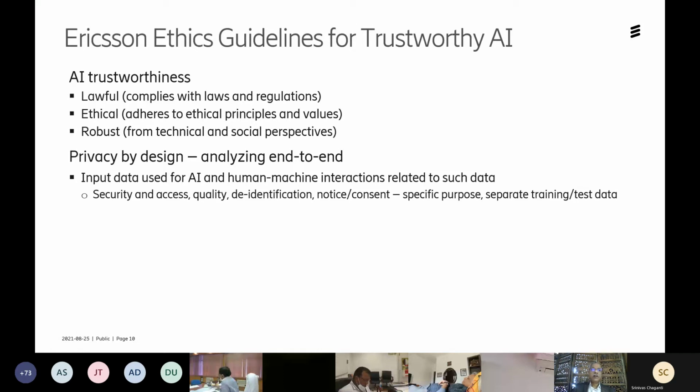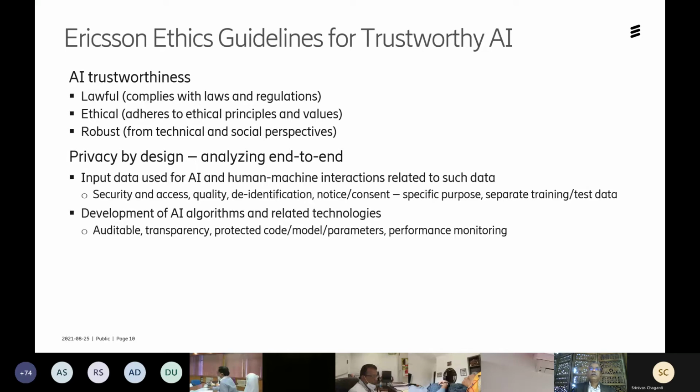So these are security related to data, access control on the data, data validation, and data quality check, anonymizing the data. If we are using any private information, explicitly seeking consent for that specific objective. Considerations such as separating training data from test data. So these are all important in our architectures.